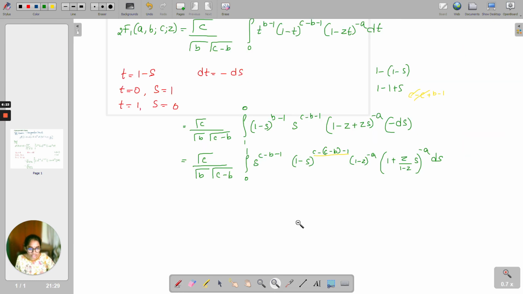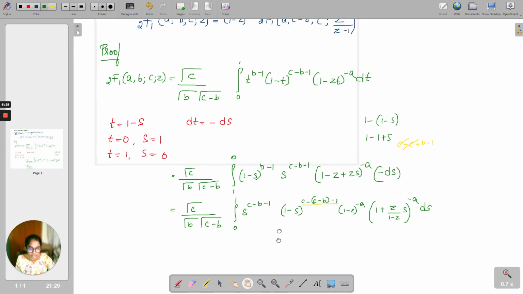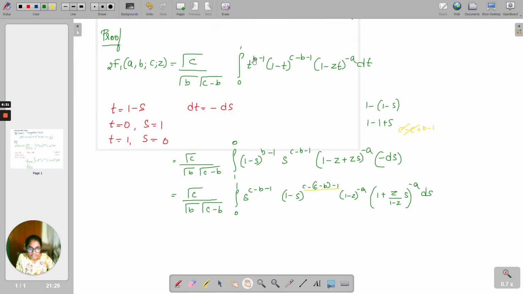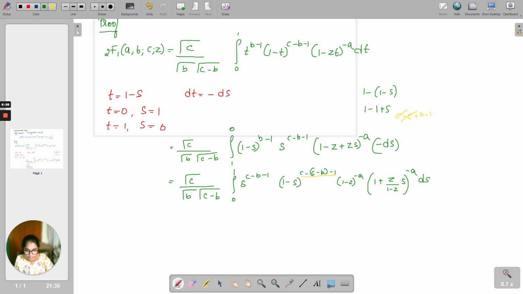Now again compare this with the integral representation formula. In the place of b, we have c minus b, correct? And in the place of c we have c. This is a constant, I can take it out completely. And in the place of z I have z divided by 1 minus z. So now let me take out (1 minus z) to the power minus a first.